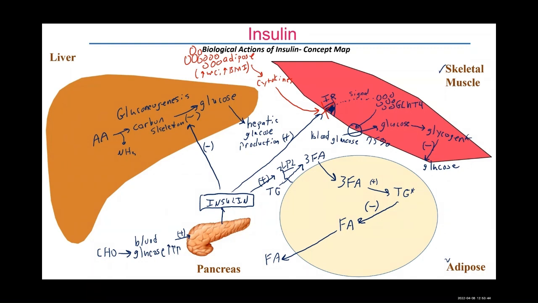Since that's not going to work, now there's no message to send to the GLUT4s to take up glucose. If we're not receiving the message, that's not going to work. And then of course, what happens is it's going to lead to a surplus of blood glucose.